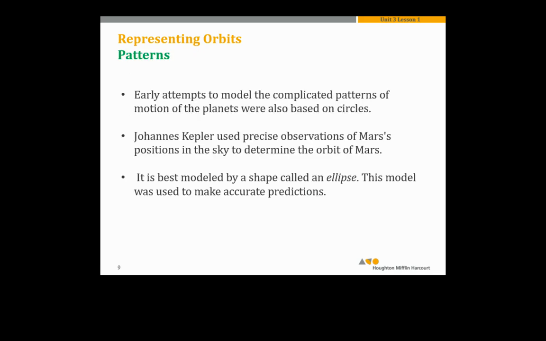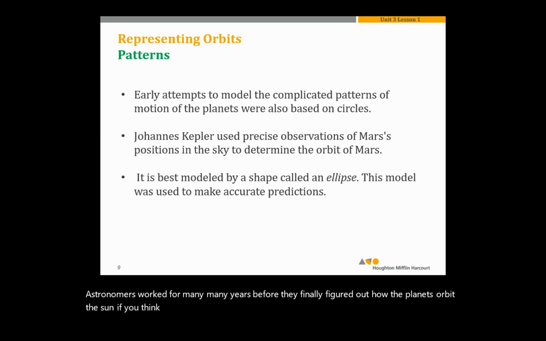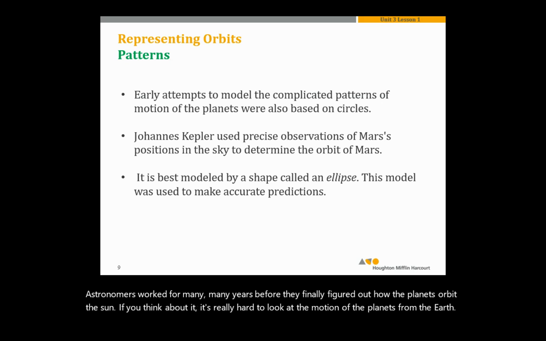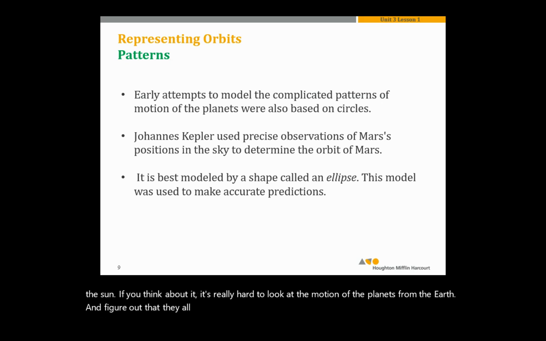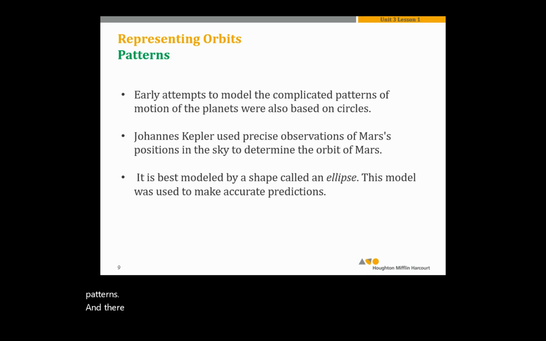Astronomers worked for many, many years before they finally figured out how the planets orbit the sun. If you think about it, it's really hard to look at the motion of the planets from the Earth and figure out that they all move around the sun, and they all move around the sun in elliptical patterns. There were a lot of different theories about how that motion happened. Most of them were based on circles.